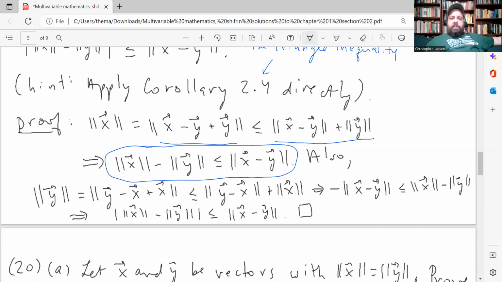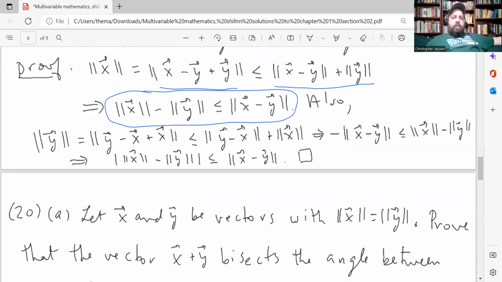Right, and then we could do a similar thing, just the other way around. We can write the length of y as the length of y minus x plus x. Sorry, that's less than or equal to the length of y minus x plus the length of x. And then again, you just subtract the length of x from both sides, and that gives you the left-hand side of the triple inequality, and taken together, that gives you this, which is what they wanted us to derive.